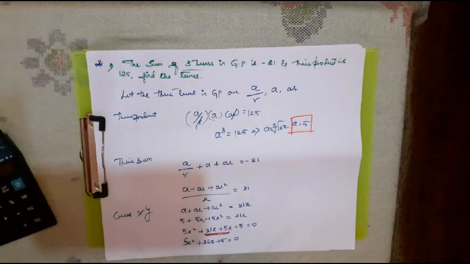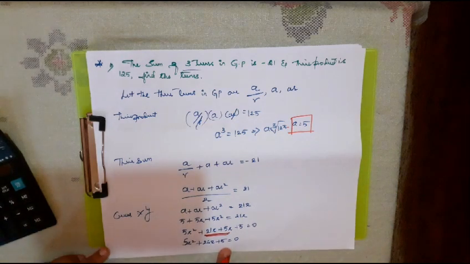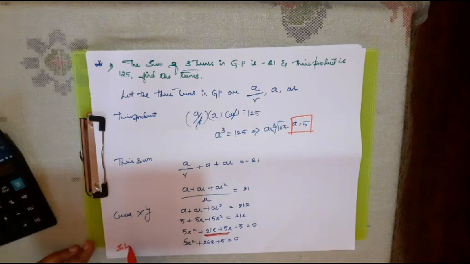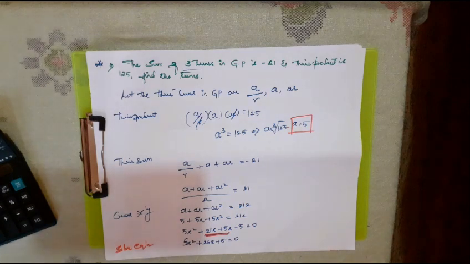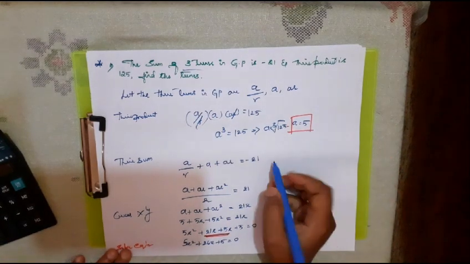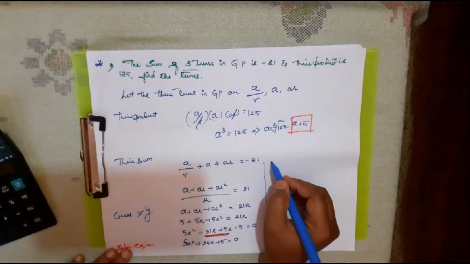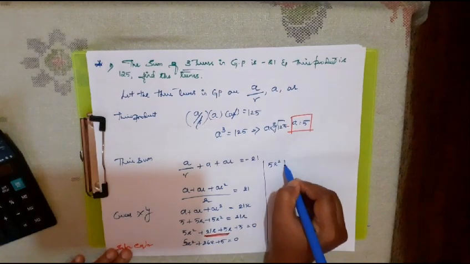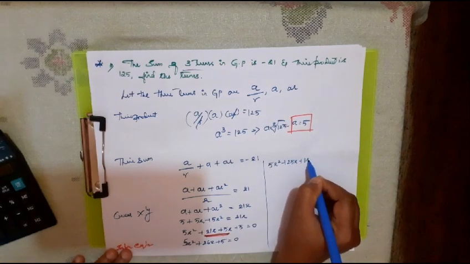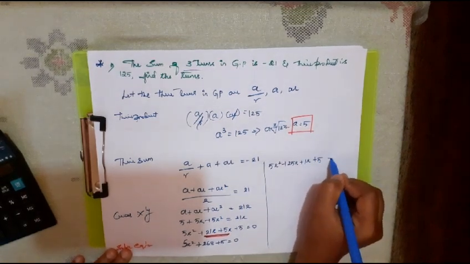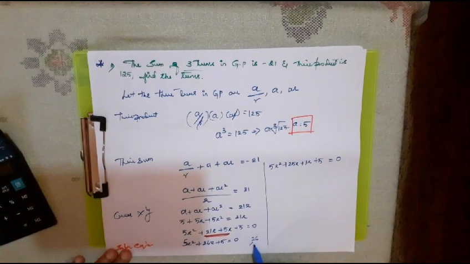See, we got the equation 5R square plus 26R plus 5. Okay, so we have to solve this equation, either with the factorization method or formula method. So I am going with factorization method. So I am writing it as this one. Okay, so 5R square plus 25R plus 1R plus 5 is equal to 0. So I am finding the factors for this 26.